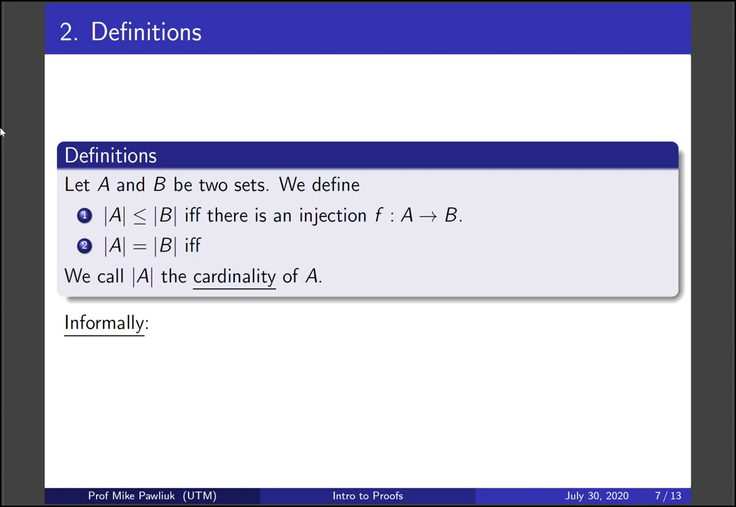Now, when are they equal? Well, they're equal if there's a bijection. Now, these are the definitions that we're going to use, but it can sometimes be a little bit confusing to think about. So let's take a moment to think about what this means informally.